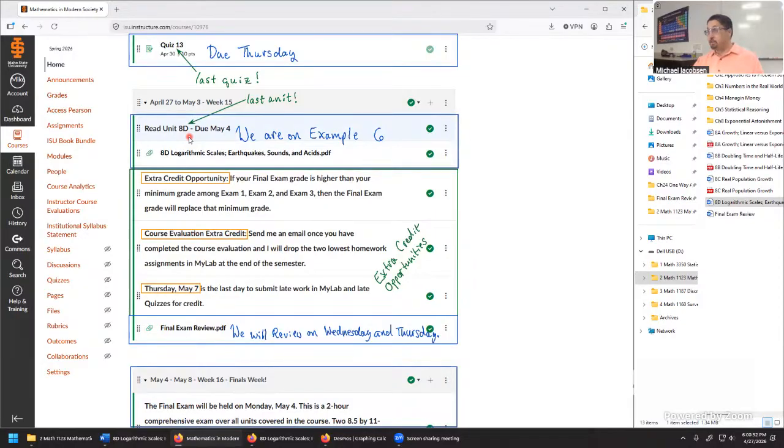And as far as the extra credit opportunities go, we mentioned there's an extra credit opportunity relative to the final exam, where if your final exam grade is higher than a minimum grade amongst these three grades, it can replace that minimum grade. So that way, if you had an off day, if there's one exam that wasn't your strongest, you can come back and make up that score through the final.